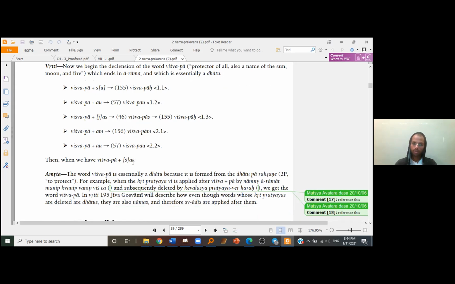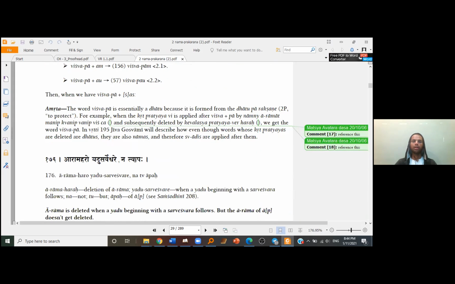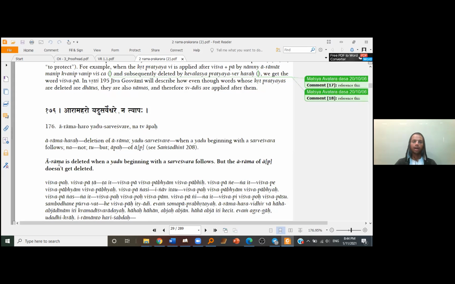Now when we have Shas, then what happens is Aramahara Yadu Sarveshware Natvapaha. The Arama is deleted when a Yadu beginning with the Sarveshwara follows. Now we read Shasadaya Yadu Sangyaha. All the pratyas beginning from Shas onwards, they are known as Yadus. And even in Yadus, those which begin with Sarveshwara. Now, my question is, does Ta begin with the Sarveshwara or not?